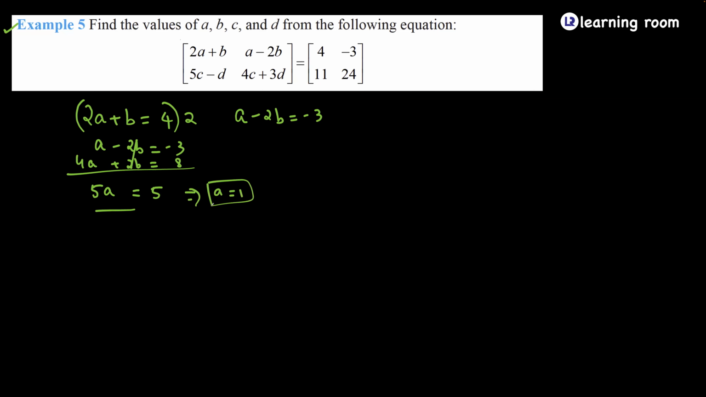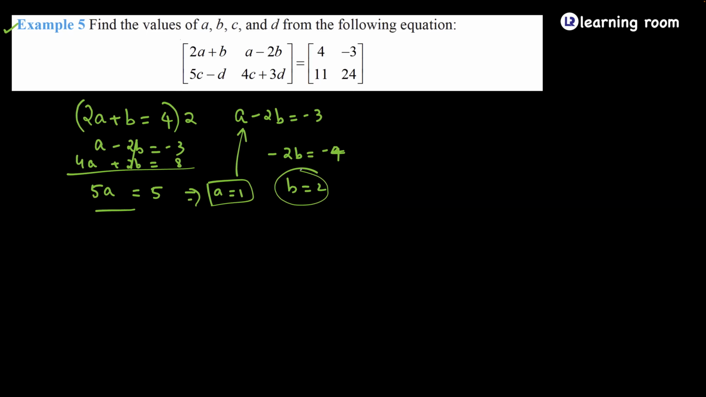When a is equal to 1, substitute it back in any one of the equations. I'll put it in the second equation. When I put a is equal to 1 here, I'll get minus 2b is equal to minus 2. Because if I put 1 here, 1 will go to the other side. So it will go as minus 1. So it will become minus 4. So minus 2b is equal to minus 4. So b is equal to 2.